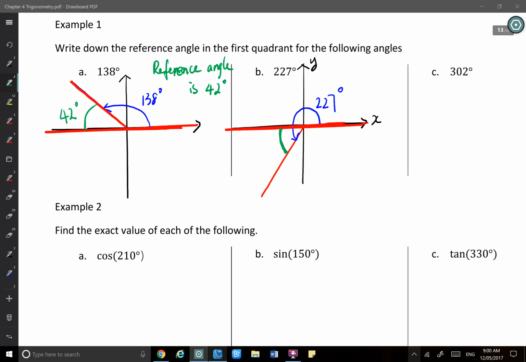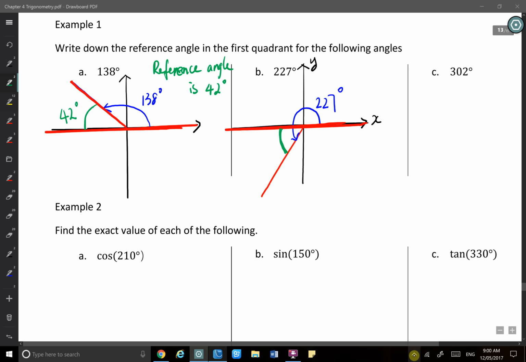What's the size of this angle? Okay, yeah, 227 minus 180. How large is that? 47. So reference equals 47 degrees.